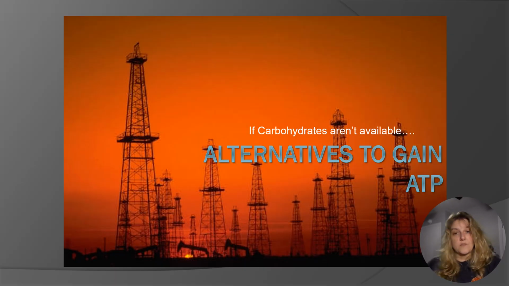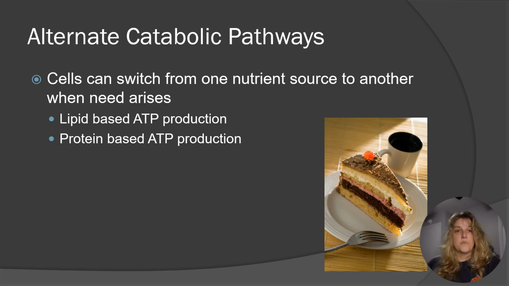There are alternatives to gaining ATP. In the absence of carbohydrates, where you get your sugar, you can look at alternate pathways. The first pathway is based on fats, so it's lipid-based ATP production, or it can switch to protein-based. So it looks at consuming proteins in order to get the energy it needs.